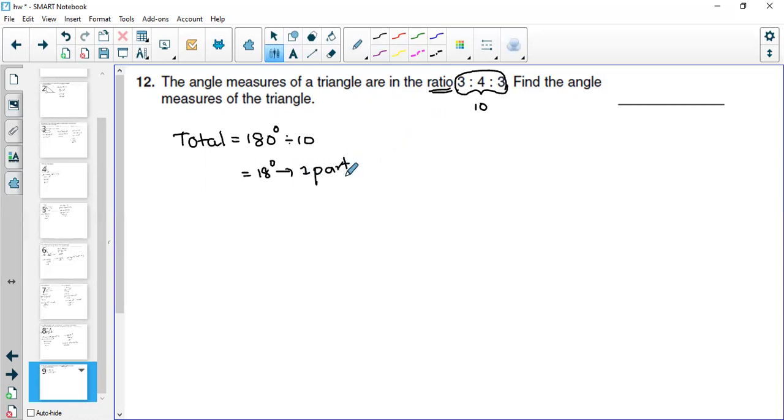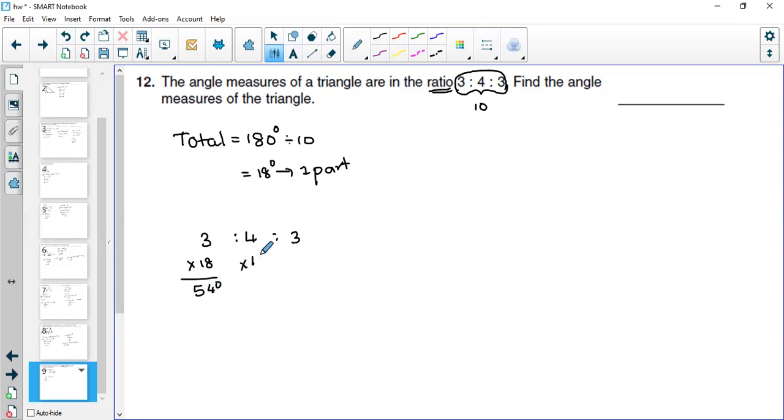Okay, now that we have the ratio, so if one part is 18, how much is going to be for 3 parts? Just simply multiply 3 by 18. That will give you 54 degrees. And so we could write it this way, but I will write it this way. I'll write the ratio 3:4:3. Okay, so one part is 18, which means 3 multiplied by 18 will give me 54 degrees.